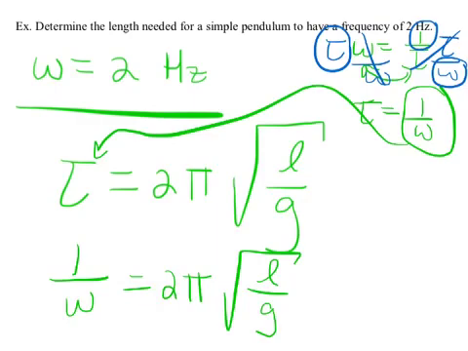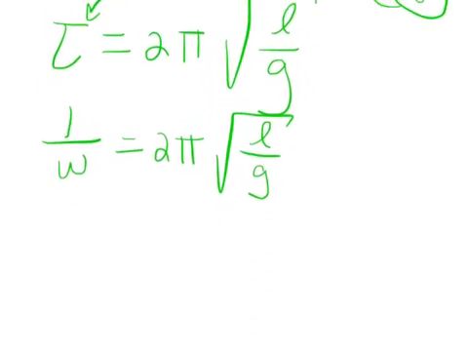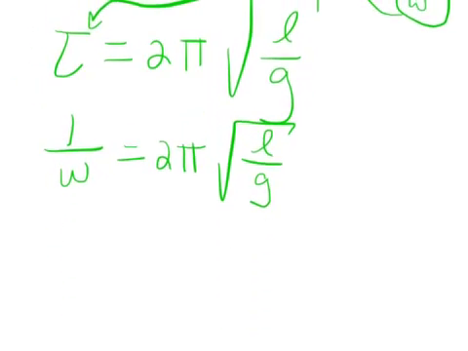1 over omega equals 2 pi root L over g. But what I'd like to do is solve for this algebraically. So let's go ahead and do that. How do I get rid of the 2 pi? Because I want to get L by itself. Very good. Watch what I'm going to write.